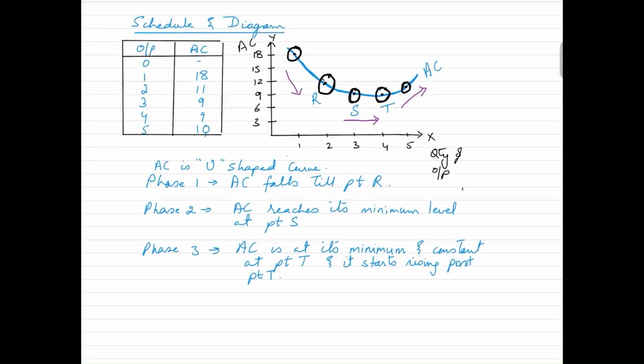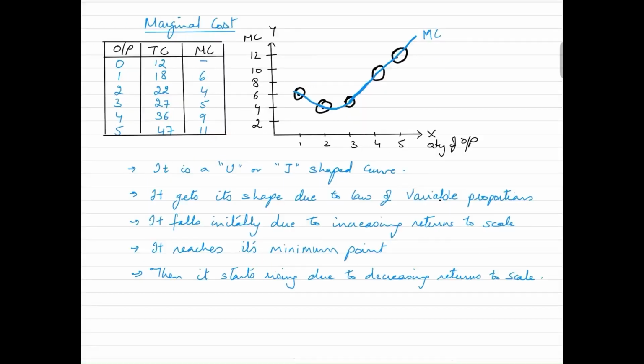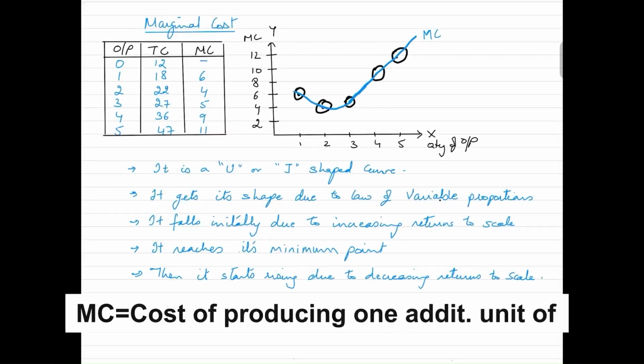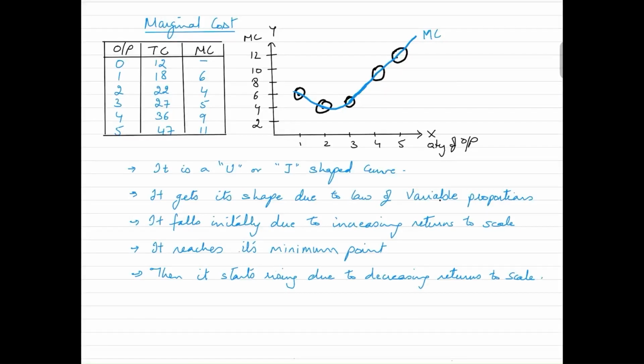Now let us take a look at the marginal cost curve. By definition, it means the cost of one additional unit produced. So for every additional unit that is produced in the firm, the cost incurred for producing that additional unit is generally termed as the marginal cost, and it is written as MC.